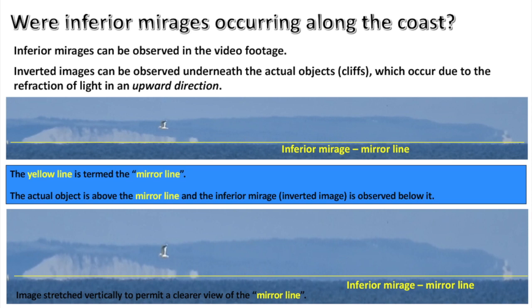Were inferior mirages occurring along the coast? Inferior mirages can be observed in the video footage. Inverted images can be observed underneath the actual objects, the cliffs, which occur due to the refraction of light in an upward direction. The yellow line is termed the mirror line. The actual object is above the mirror line and the inferior mirage or inverted image is observed below it. Image stretched vertically to permit a clearer view of the mirror line.